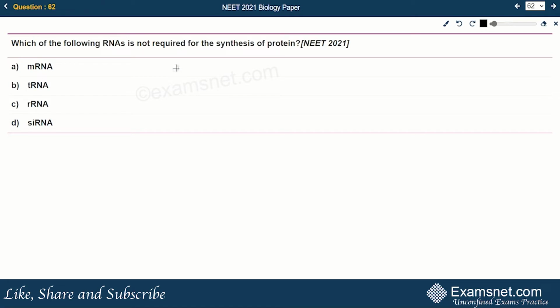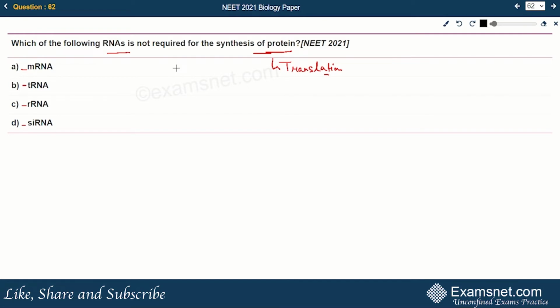So now question number 62 is from the chapter Molecular Basis of Inheritance, class 12. And the question is, which of the following RNAs is not required for the synthesis of protein? So what is the method that is involved in the synthesis of protein? It is translation, right? Now, the options are mRNA, tRNA, rRNA, and siRNA.